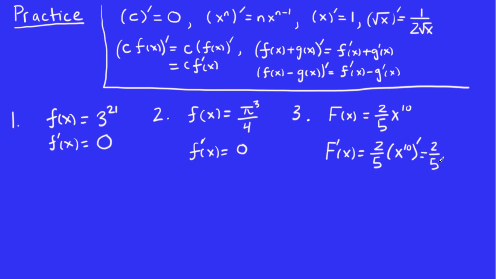And to do the derivative of x to the 10, let's use the power rule. 10 x to the 9. And then simplify a little bit. 5 goes into 5 once. 5 goes into 10 twice. 2 times 2 is 4. So it's 4 times x to the 9.